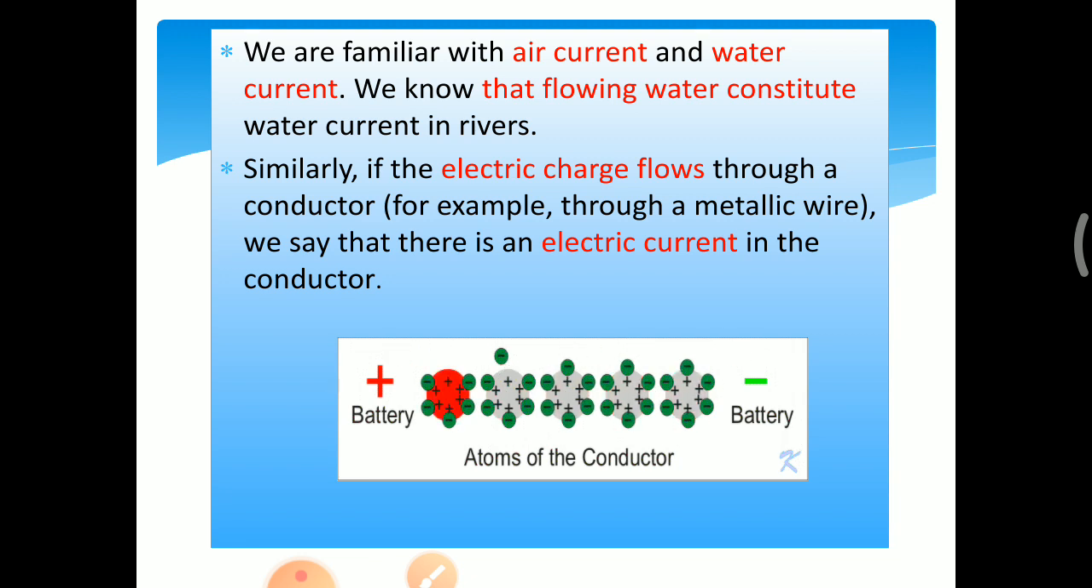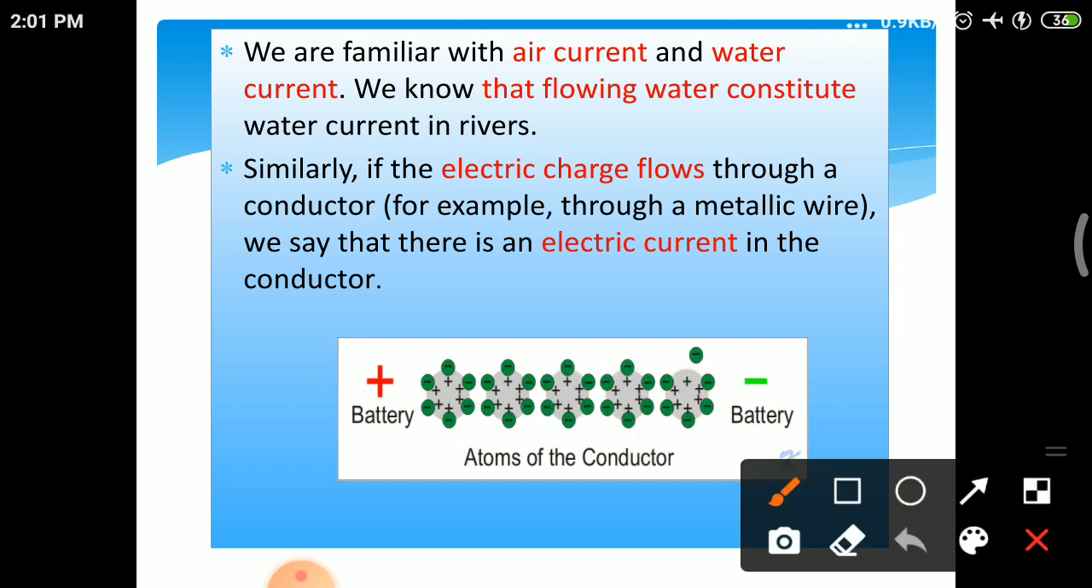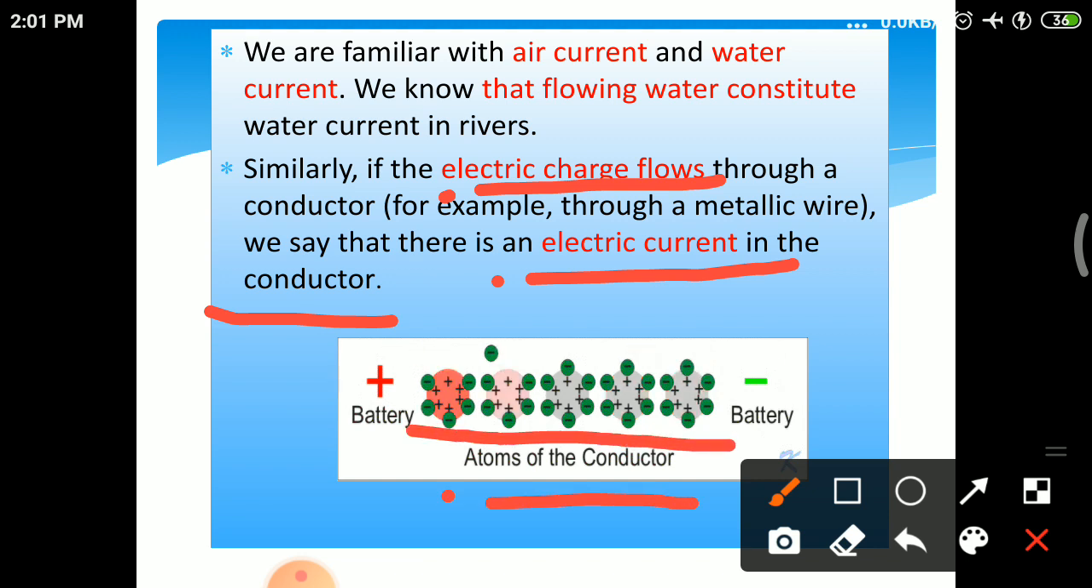Are you clear what is meant by air current, water current and electric current? The electric charge flowing through the circuit constitutes electric current in the conductor. If you take a conductor, it consists of many atoms, each atom consisting of protons and electrons. When we connect this conductor to a battery, the electrons move from one atom to another atom. Due to the movement of the electrons, the electric current is constituted in the conductor.